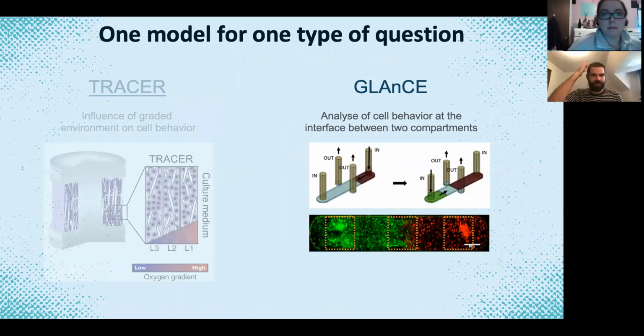Now I'm going to present the second model, which is called GLANCE. This model is not to look at graded environments, it's more to look at the region where two compartments, so where two cell types, meet. For example, as you remember in the tumor, you have the fibroblasts and the cancer cells, and there is a border between these two cell types, right? If you want to look at how cells behave at this specific location, GLANCE is the perfect model for that.